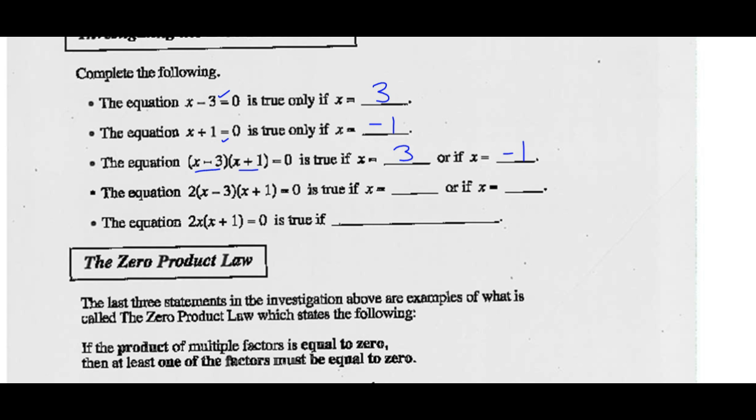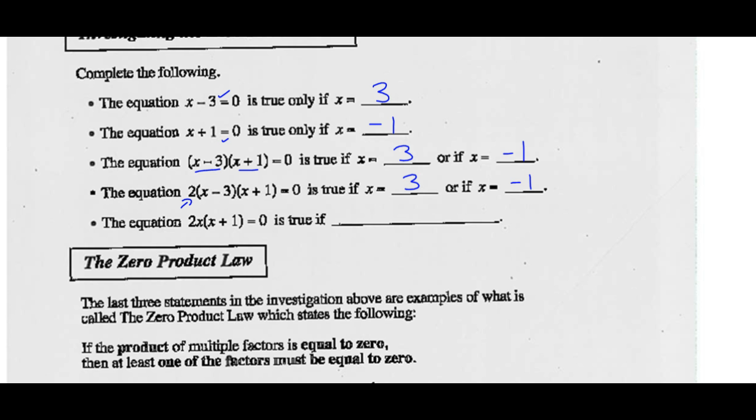It doesn't matter. As long as one of these brackets is 0, 0 times anything will give us 0. The equation 2 times x minus 3 times x plus 1 equals 0 is only true if x is 3 or x is negative 1. Again, this non-variable factor isn't going to affect anything.